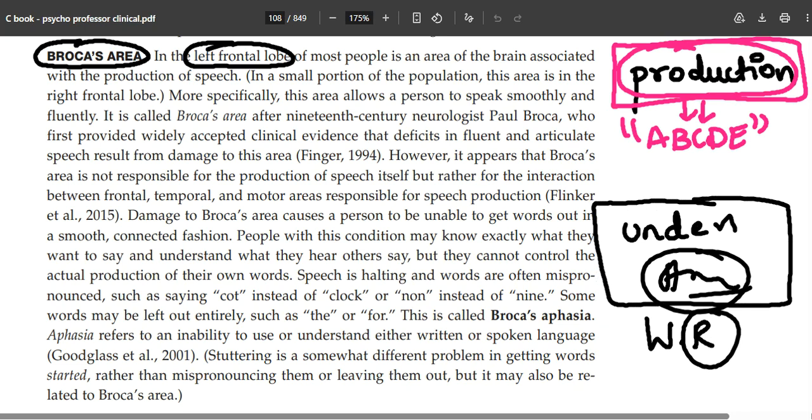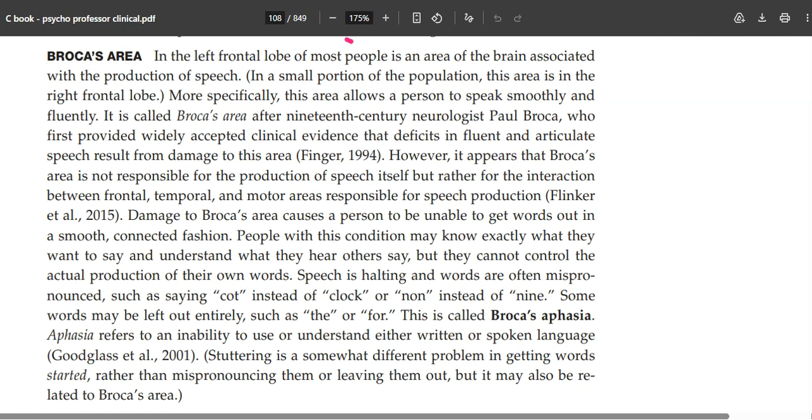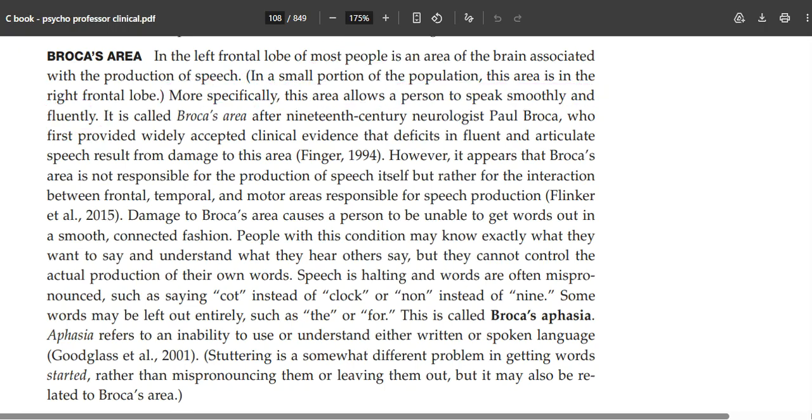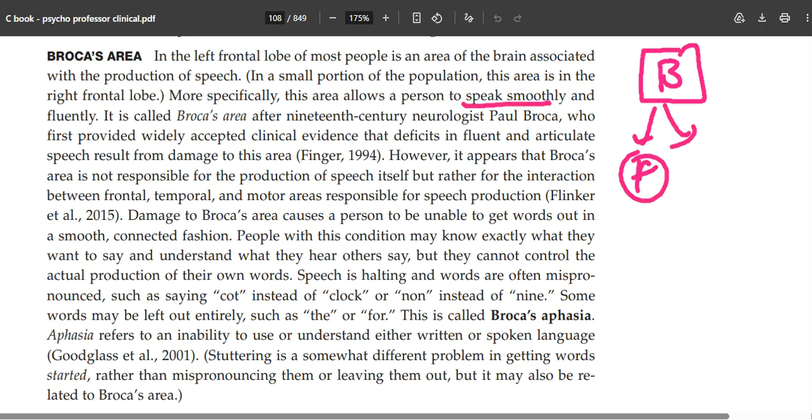Okay, now more specifically in most people, always remember this thing, there are always exceptions. More specifically, this area allows a person to speak smoothly and fluently. This is also a keyword. Fluently is also a keyword over here. Okay, it will help you in the future. So what will you associate with Broca's area? You will associate the fluency of speech and speaking smoothly.